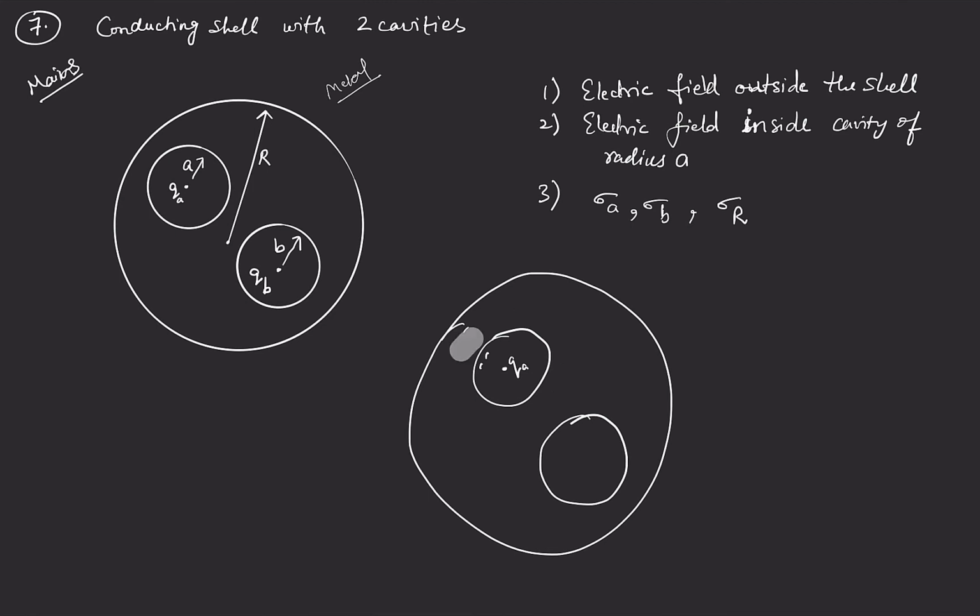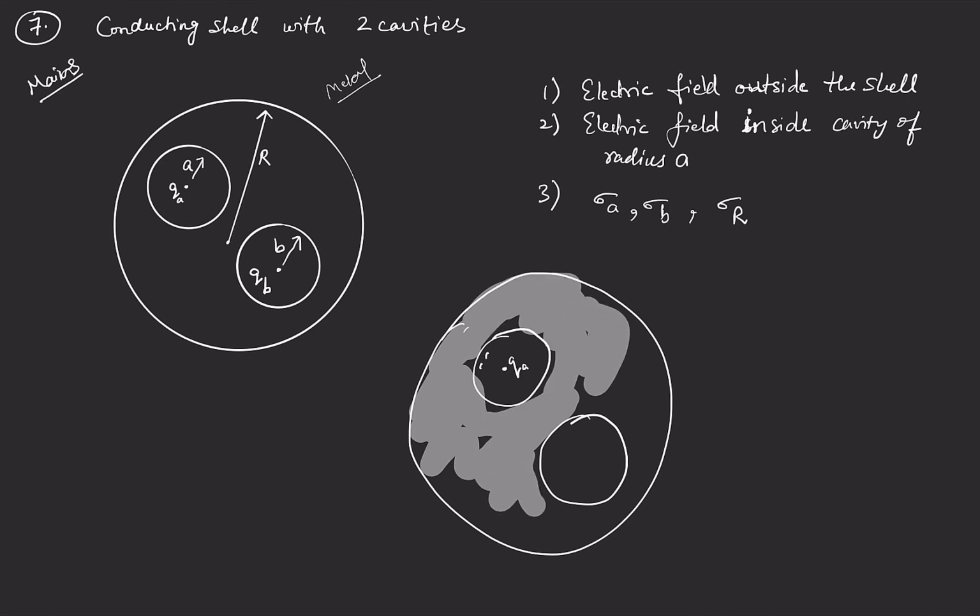So if it is confusing, let me paint the conductor with some gray shade, and which is not painted is basically vacuum. So these cavities are vacuum, outside this is vacuum. So since at any point in this conductor the electric field should be 0, which means charge enclosed should be 0 by Gauss law, it will accumulate an equal and opposite charge of minus qa on this surface here.